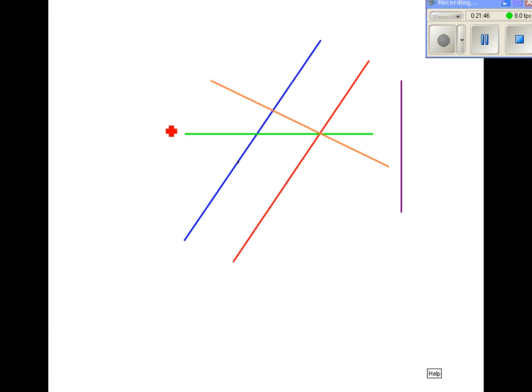Looks like the red one intersects both of them at the same point. The blue one intersects them at two different points. This right here is what we need to have a transversal. This red one isn't considered a transversal because it intersects the two lines at the same point.